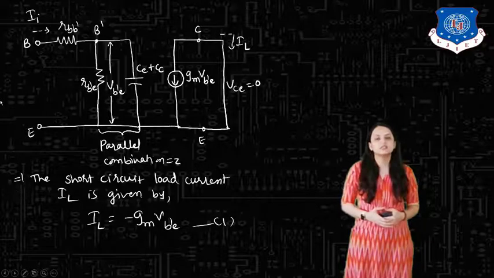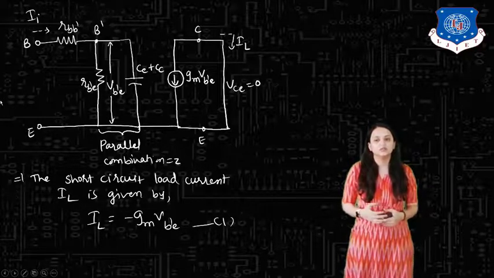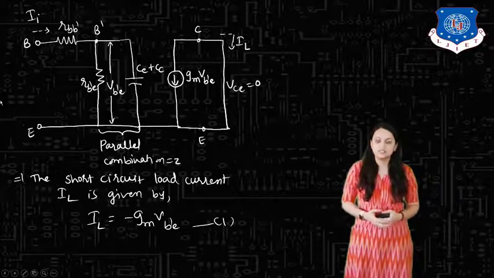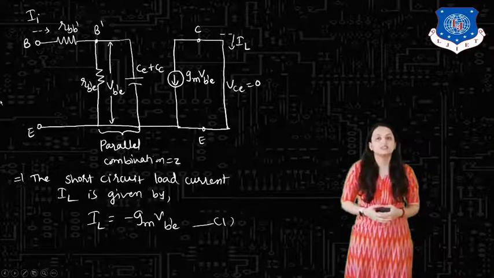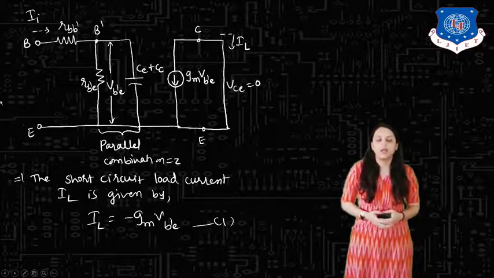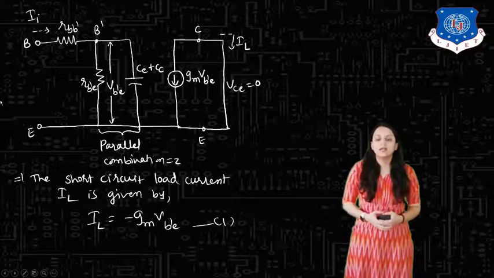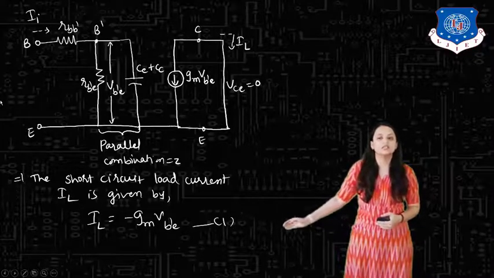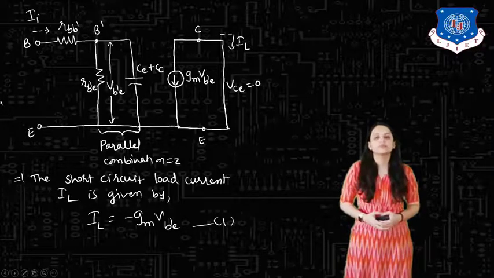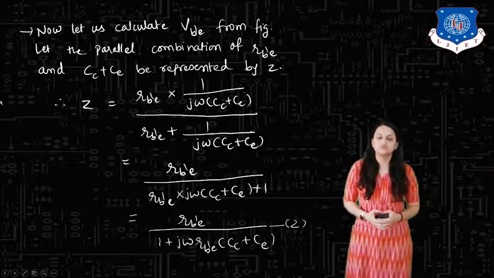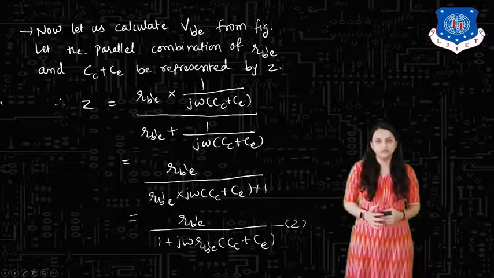Now as you can see in this circuit, there is a parallel combination which we have taken as Z. In this, Ii indicates the input current, RBB' is the resistance across the BB' terminal, Ce plus Cc are the two capacitances which are used, IL is the load current, and as you can see the directions of that are reversed, that's why here IL we have taken as minus gm VB'E. Clear? Now let us calculate VB'E, that is voltage across B' and E terminal from the figure.